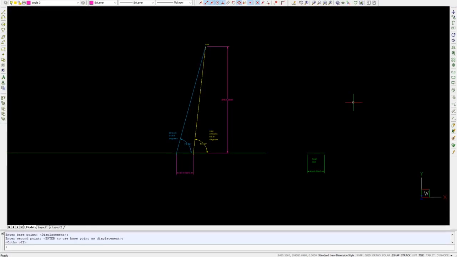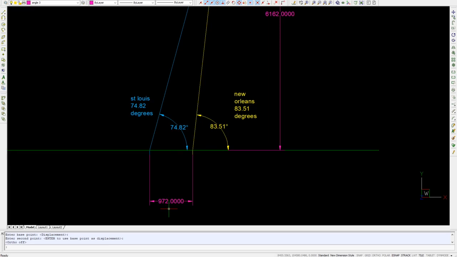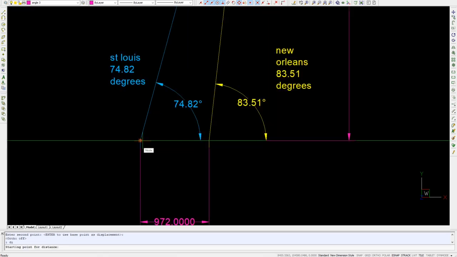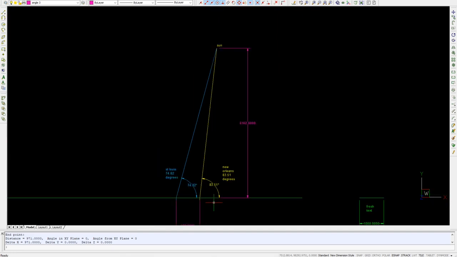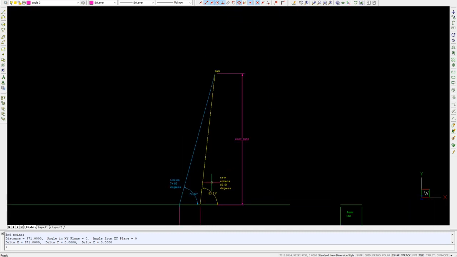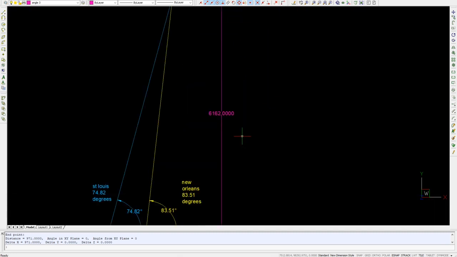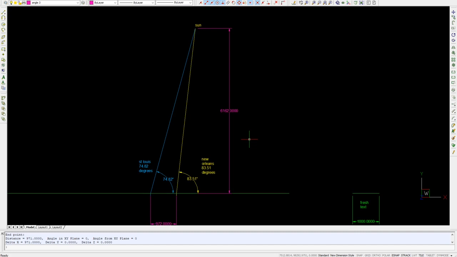Okay, so back to normal speed now. When you look at this, I don't know why this has gone to 972, even though it measures as 971. Something really weird happening there. Either way, it's 972, right? And at 74.82 degrees in St. Louis and 83.51 degrees in New Orleans, if you triangulate straight up to the sun on the flat earth, you should get 6,162 kilometers in height. So that's how high it should be.